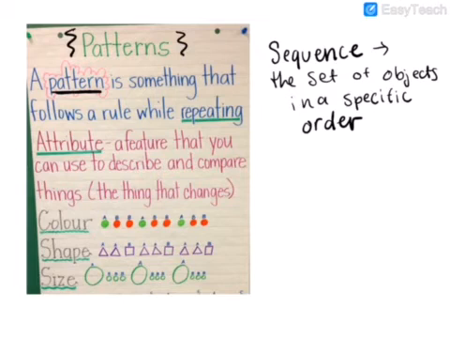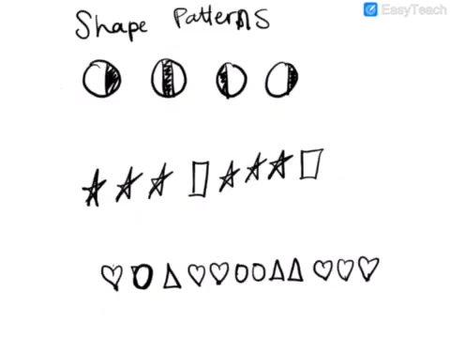The parts of a pattern are called attributes. Attributes are a feature that you can use to describe and compare things. It's the thing that changes. There's a bunch of different ways. Patterns can be colors, shapes, sizes, or numbers. Sometimes we describe patterns by letters, so A is one object and B is another. But don't worry about that too much.